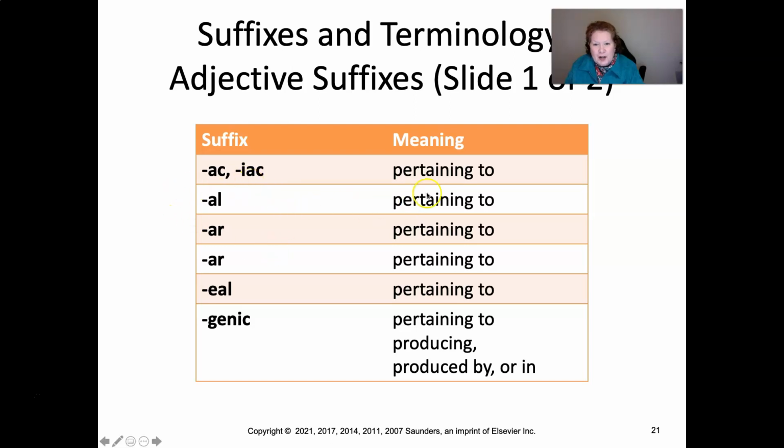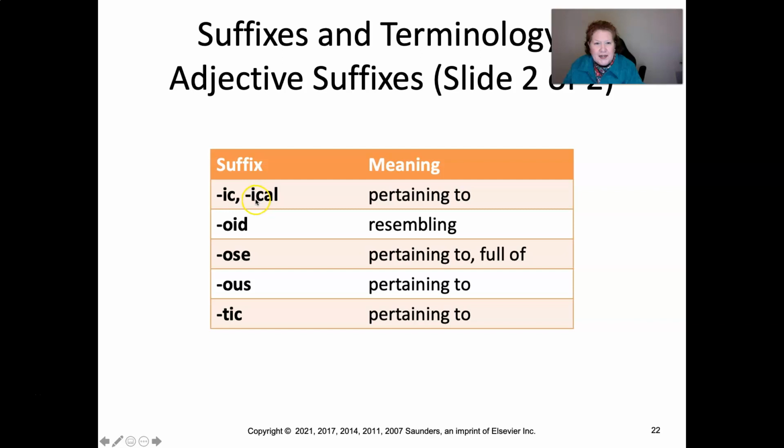And then you have all of these that mean pertaining to, which can get really crazy, huh? AL, AR, EAL, and sometimes genic. Sometimes genic really is more producing or produced by. So I wouldn't really necessarily include that with pertaining to, but it can sometimes be. Mostly try and keep that production thought with you.